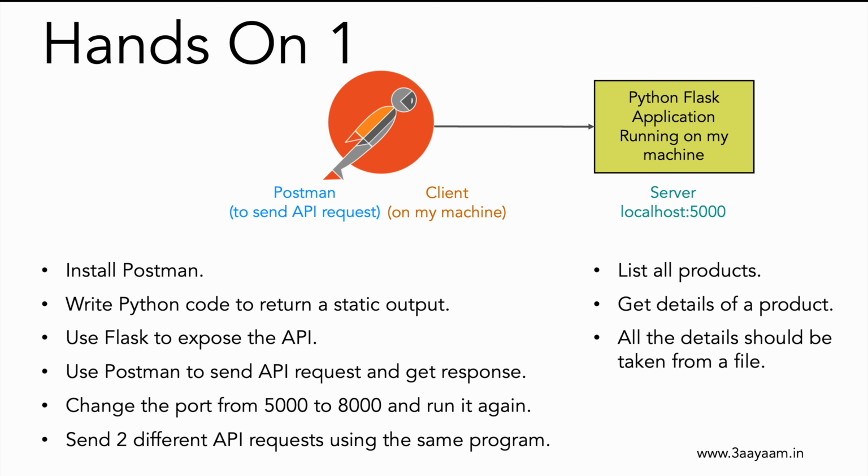The Python program would read a file, a CSV file rather, which contains product information. Initially, it will list all the products, then we'll see whether we can get details of a product or not. And as mentioned, all the details should be taken from a file.